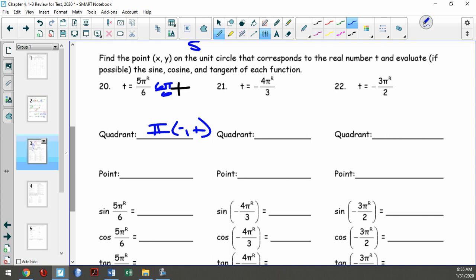Yes? What angle corresponds to a denominator of 6? That's going to be the square root of 3 over 2, 1/2. But because I'm in quadrant 2, the x value has to be negative.